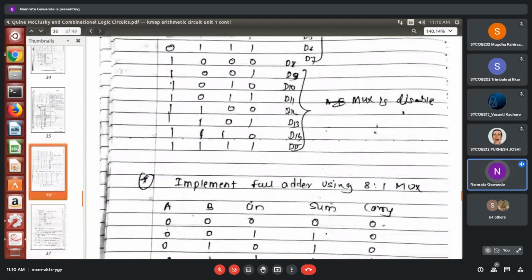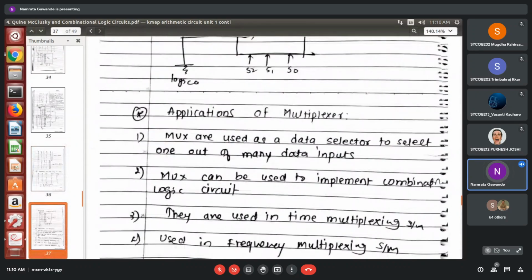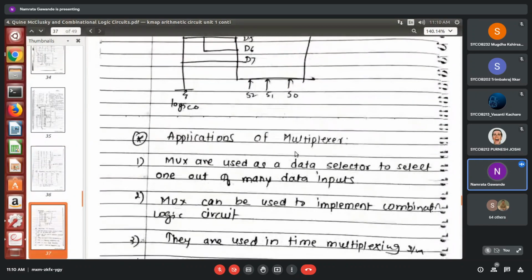So I'm considering that now you understood this particular topic. You have to read it. Here the applications are given. Already I told you the applications. Same over here it is given.